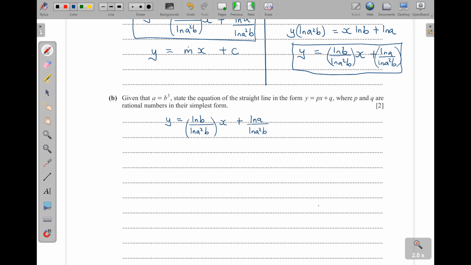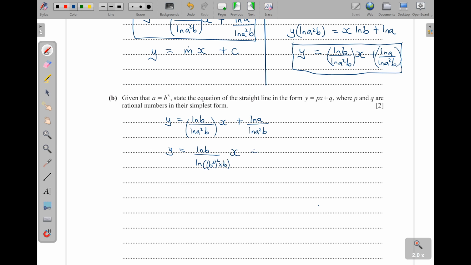But then we are given that a is equal to b cubed. So wherever there is a, you just put b cubed. So we shall have natural log of b, then divide by, this will be natural log of b cubed, then it is squared, then times the b here, okay? Remember, this whole thing is in that natural log, okay? In fact, let me write it better. We say like this, then b cubed, you square it, then after times b, you see?